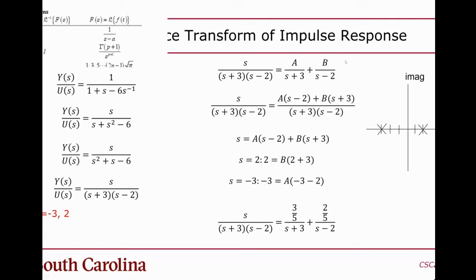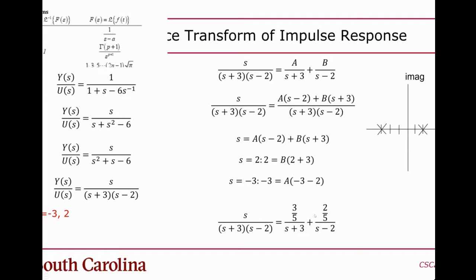Now you can imagine that if the denominator was, say, (s plus 3) times (s plus 3), then this approach wouldn't work. There's another way you can approach this, but this is the simplest form where each of the poles is unique, and this allows us to decompose this into this form.